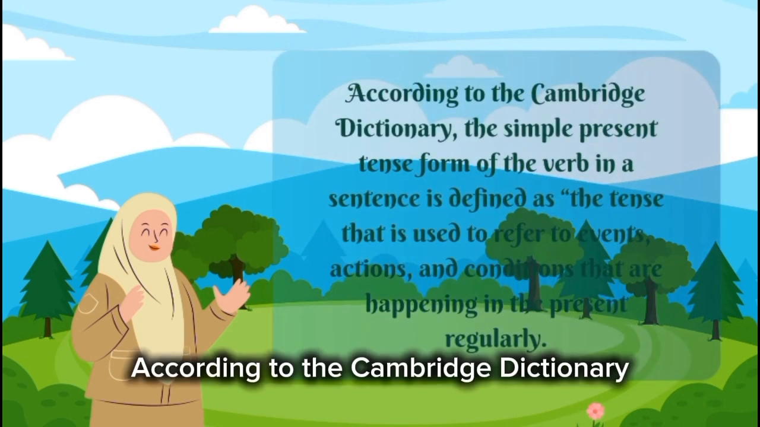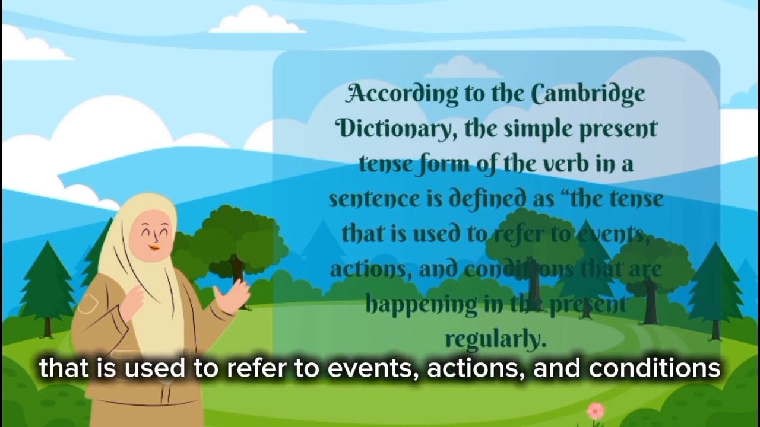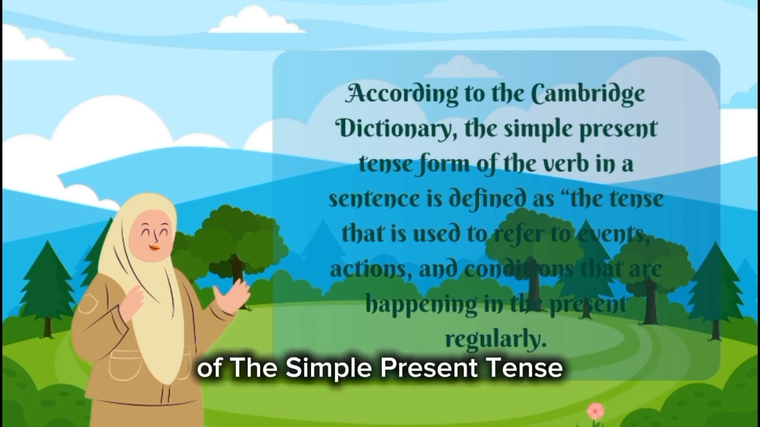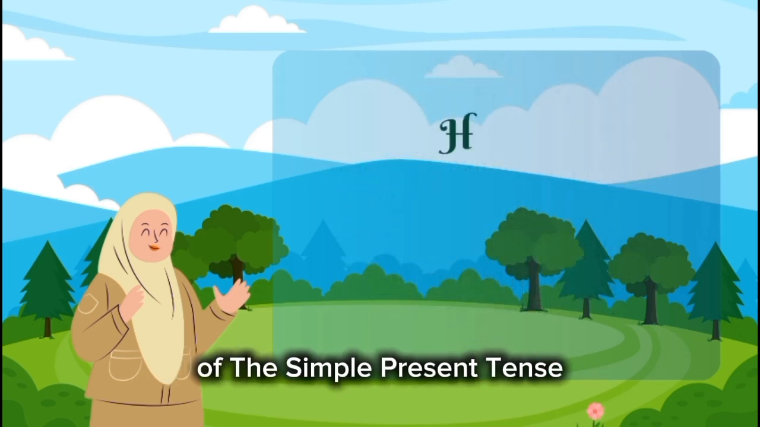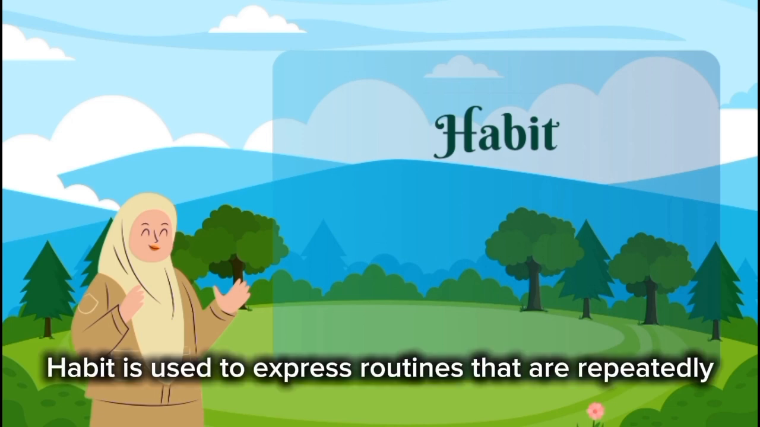According to the Cambridge Dictionary, the simple present tense is defined as the tense that is used to refer to events, actions, and conditions that are happening in the present. Here are the three main functions of the simple present tense. The first is a habit. Habit is used to express routines that are done repeatedly.